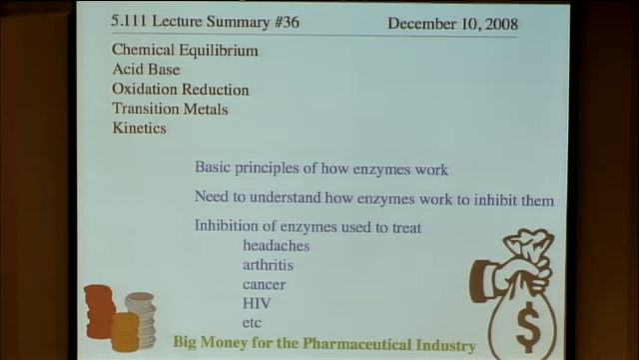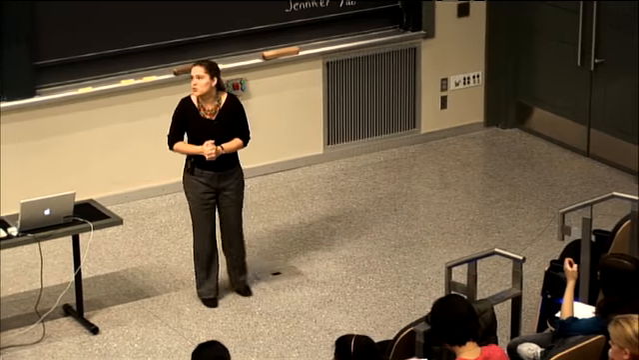Some of the treatments for headaches, a number of those pharmaceuticals, are geared toward enzymes called prostaglandin synthases. They inhibit those enzymes from working, and that gets rid of your headache. Arthritis is also treated by a lot of the same medications that treat headaches. In cancer chemotherapy, you're often giving people inhibitors of enzymes to decrease tumor growth. And we talked last time about inhibiting HIV proteases as part of a treatment for HIV. So understanding enzymes is very important for the pharmaceutical industry.